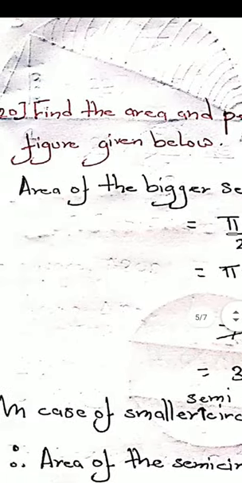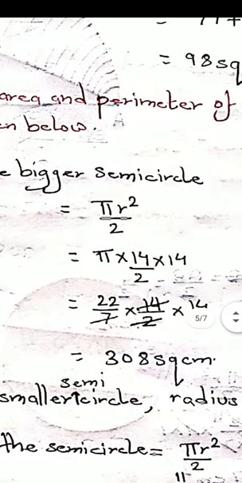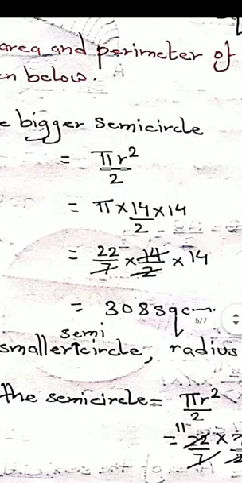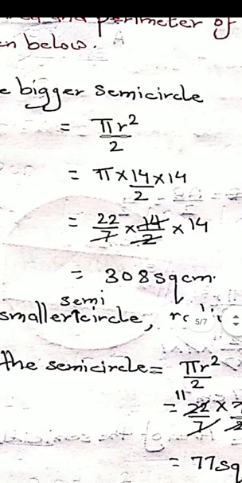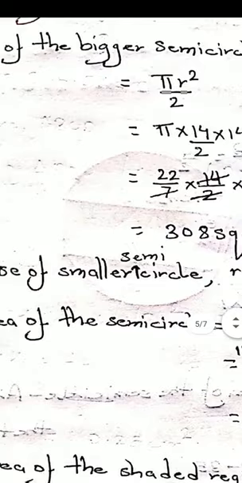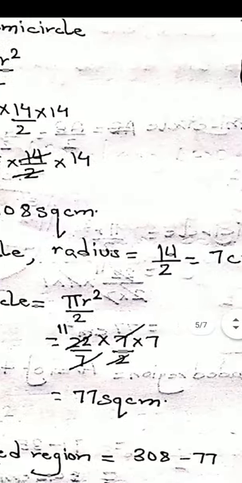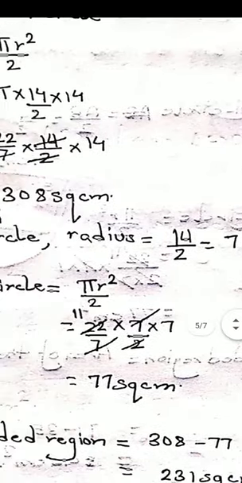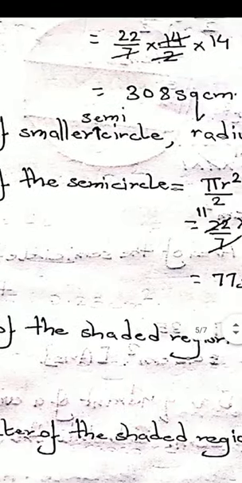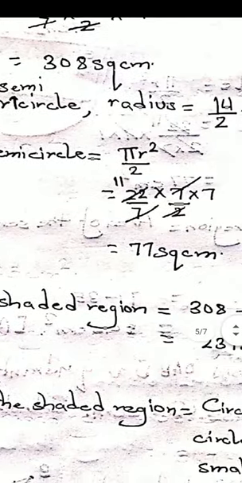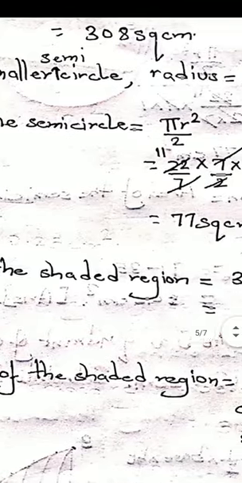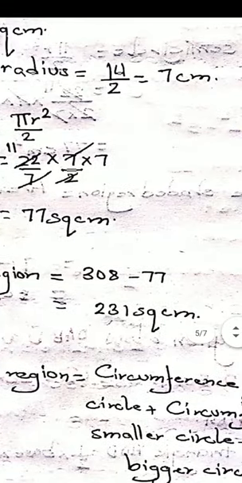So area of the bigger circle equals pi r square by 2. Remember, we are speaking about semicircle, so it will become pi r square by 2, which turns out to be pi into 14 by 2 into 14. So 22 by 7 into 14 by 2 into 14, this will give me 308 square centimeter. In case of smaller semicircle, the radius will be 7 centimeter. So area of the semicircle, I'll use the same formula. I'll get 77 square centimeter. So area of the shaded region equals 308 minus 77 equals 231 square centimeter.